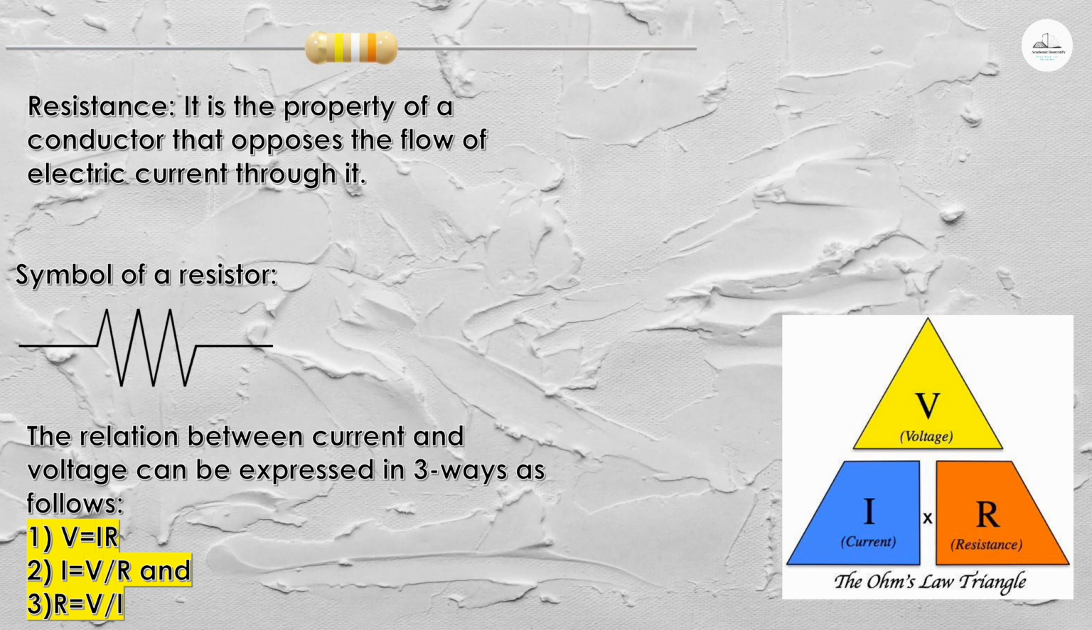Resistance may be defined as the property of a conductor that opposes the flow of electric current through it. The relation between current and voltage can be expressed in three ways as shown on the screen. You can take a screenshot and memorize the ways, or you can take the help of the Ohm's law triangle.